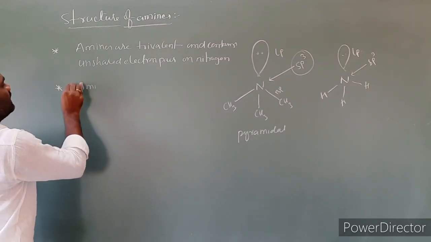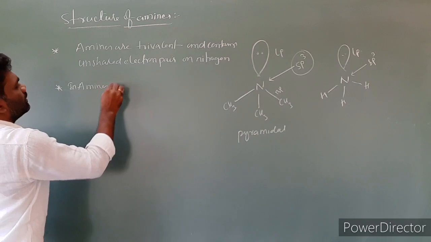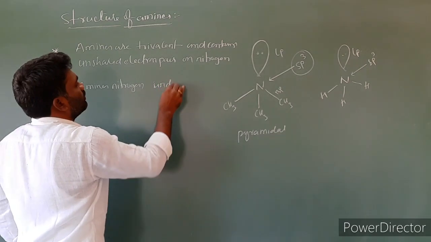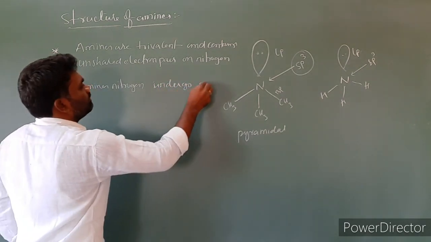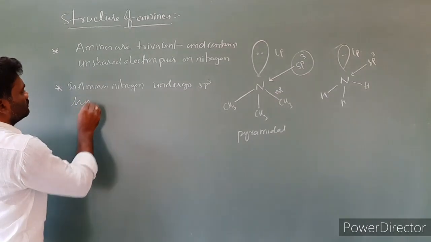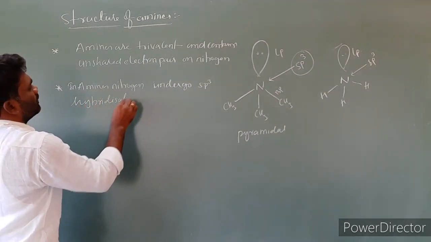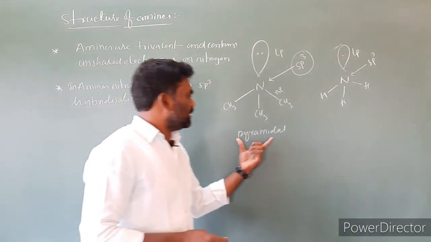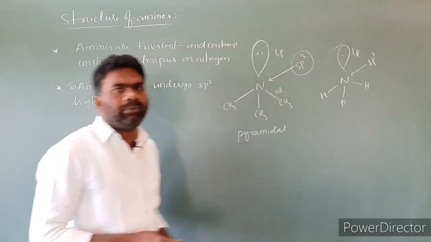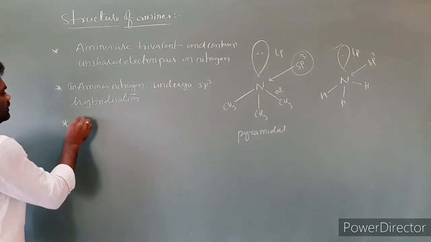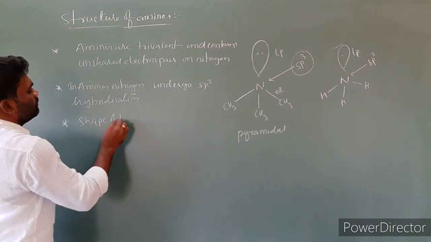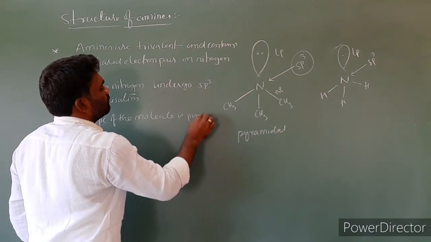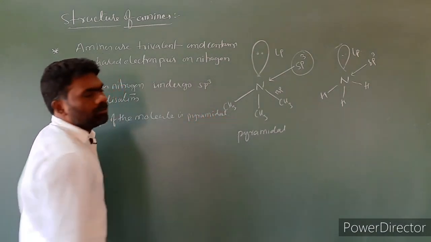In amines, nitrogen undergoes sp3 hybridization. This is point number 2. Point number 3 regarding the shape of the molecule. The shape of the molecule is pyramidal.